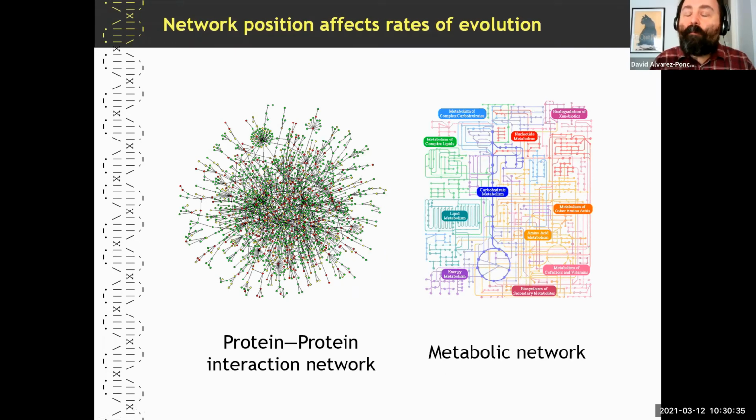So what happens with rates of protein evolution and networks? Here you have a protein that is very highly connected, and here you have another protein that is very lowly connected. Knowing nothing else about these two proteins, which of the two do you think would evolve faster? The highly connected one or the lowly connected one?